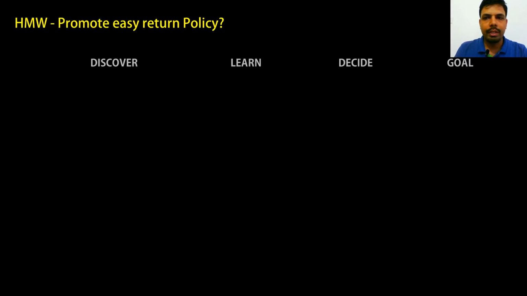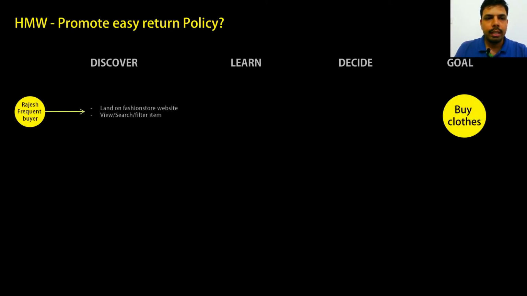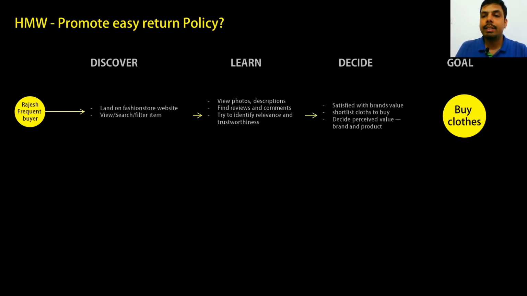So discover, learn, decide, goal. Rajesh, and his goal is to buy clothes. Now the user will discover, then decide, he will filter items, he will search, then he will view photos, see the description, try to identify the relevance and trustworthiness of the site, then be satisfied with the brand value, then he will shortlist clothes to buy, and again think about the perceived value of the brand and product, and finally decide to spend money on that product and buy clothes.